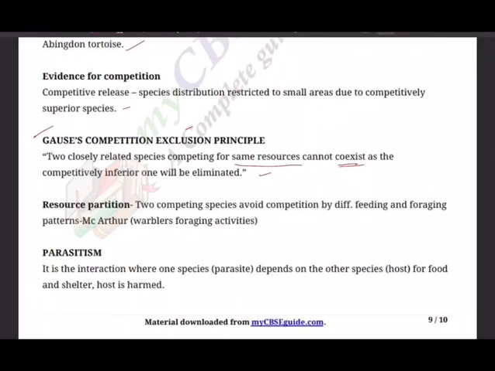Resource partitioning: two competing species avoid competition by different feeding and grazing patterns. So this is warblers' foraging activities. Okay, so we'll go ahead and discuss other patterns in the next session.